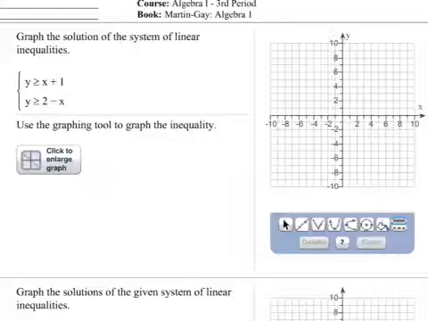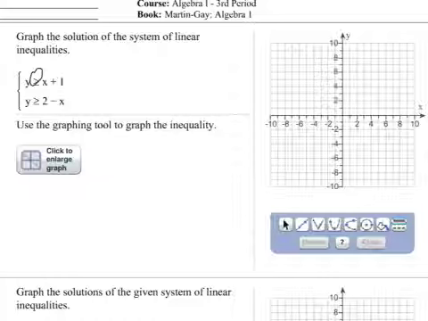So on number 1 here, I've got y is greater than x plus 1, and y is greater than 2 minus x. Now again, remember that the first thing I want to do is graph my lines. Because both of these inequalities have y by themselves, I'm going to use the method of finding the y-intercept and using my slope to find the next point. Now remember, to graph my lines, I want to change these inequalities right here to equal signs. So it's really y equals x plus 1 and y equals 2 minus x.